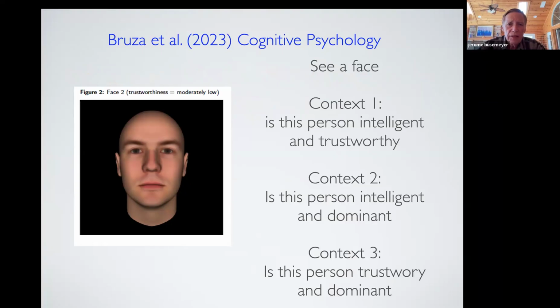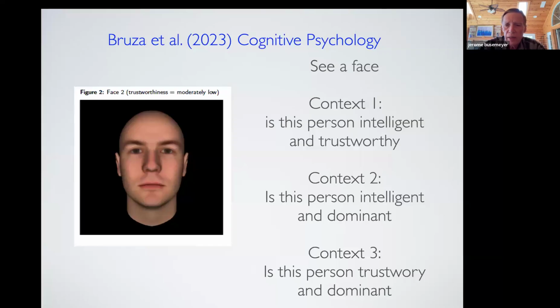So he showed people faces like you see on the left here, and he would ask them pairs of questions. So the context is a pair of questions. For example, in one context, he might ask, is this person intelligent and trustworthy? So is the attribute intelligent true, at the same time, trustworthy is true. So that might be one context.